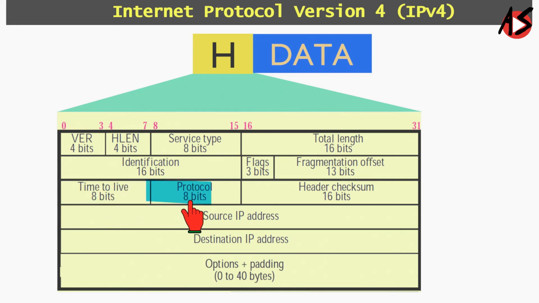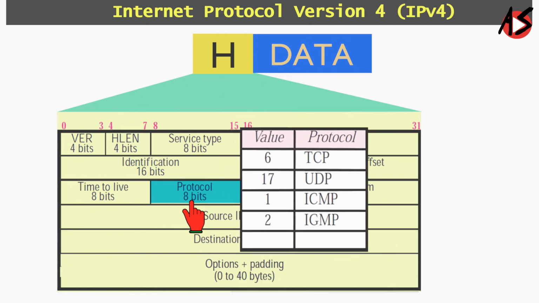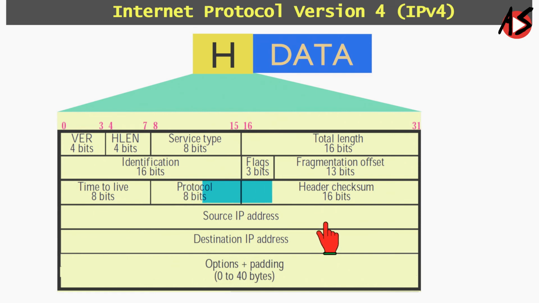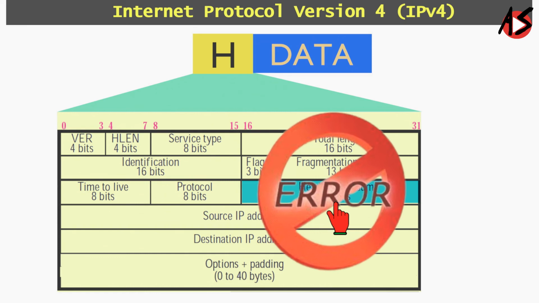The next 8-bit field defines the higher level protocol that uses the services of the IP layer. An IP datagram can encapsulate data from several higher level protocols such as TCP, UDP, ICMP, IGMP, etc. This field specifies the final destination protocol to which the IP datagram should be delivered. The next 16 bits are for the checksum, for checking errors in the datagram header.